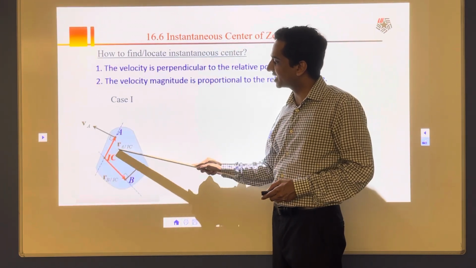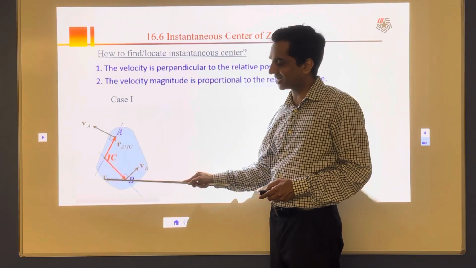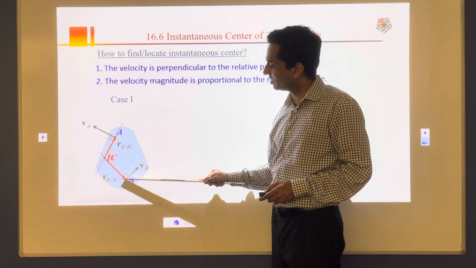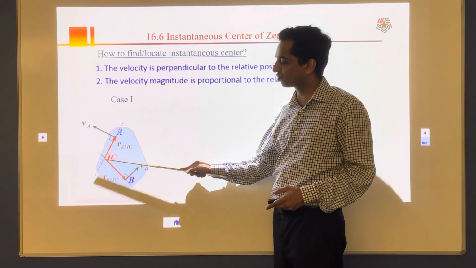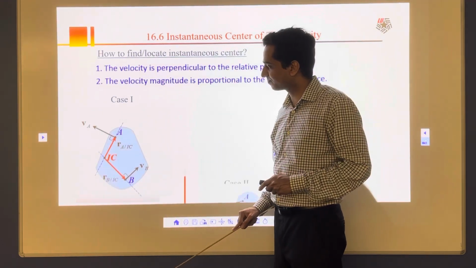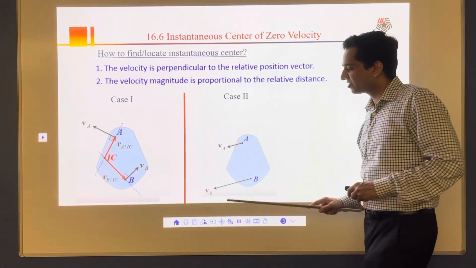This one is R_A/IC, the position of A with respect to IC, and this one is the position of B with respect to IC. I'm going to mark and measure those positions, and that will help me solve the problem. How? You will see that later. Then there is another case.